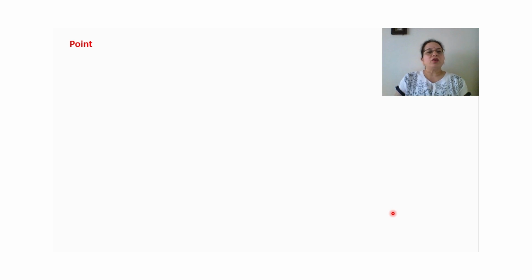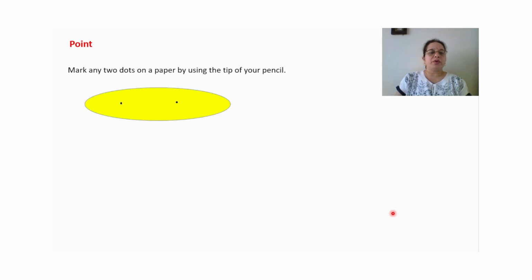So let us start with the topic point. Mark any two dots on a paper by using the tip of a pencil. So this yellow color is my paper and here I have drawn 2 points with the tip of my pencil. Now, how will you distinguish these 2 points? How will you separate these 2 points?